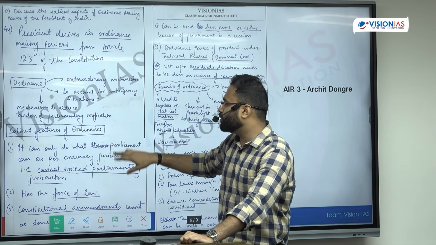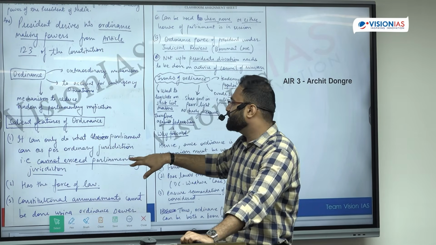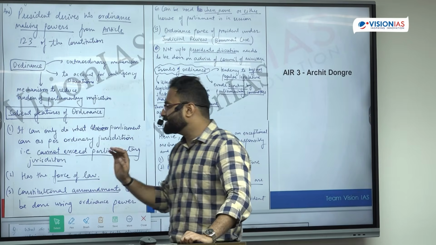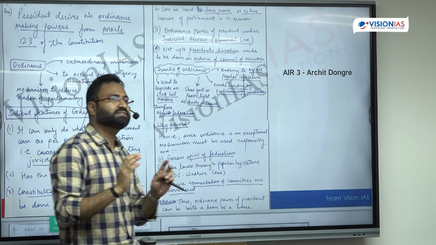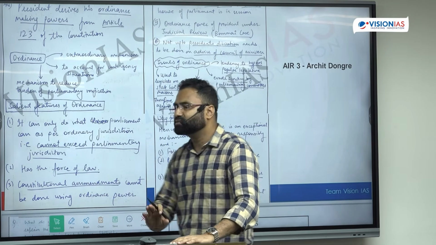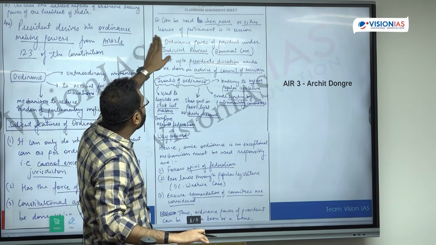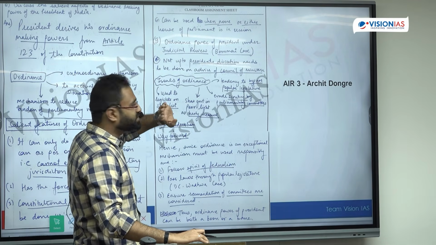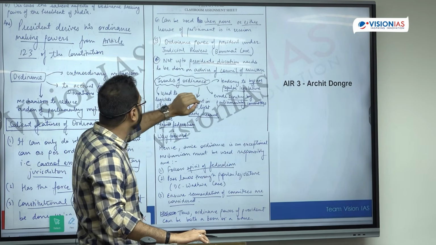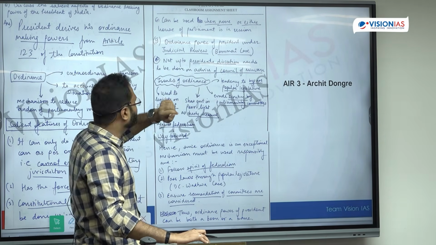Then he has written about when an ordinance can be legislated. For example, it can only be when the parliament is not in session, and it cannot exceed parliamentary jurisdiction. Basically, it is as per the parliament's jurisdiction only, has the force of law, and constitutional amendments cannot be made through it, okay. And then he has also talked about how it can be used when either of the houses of parliament is not in session. He has talked about judicial review, the Bommai case, specifics, the president's discretion, or that it has to be done on the advice of the Council of Ministers.